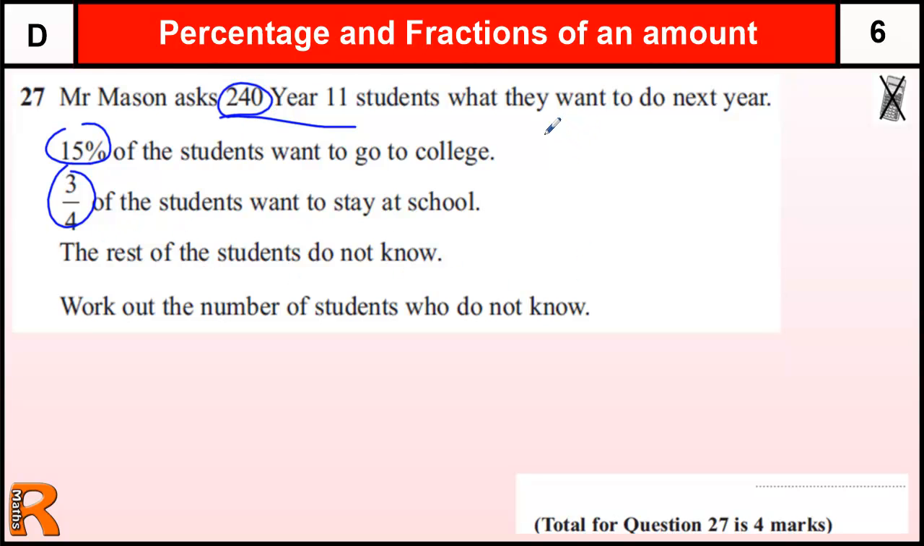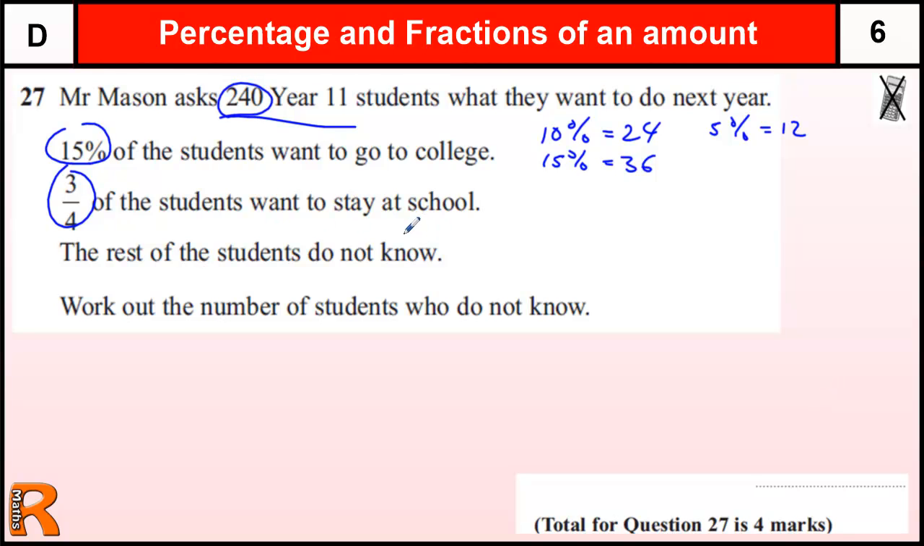So the 15%, start off, when you're doing percentages on non-calculator, it's usually to do with 10%. So 10% is going to be 24, so 5% is going to be 12, that's half of 10%, and 15% is going to be those two added together, which is 36. And that's 1 mark straight away.